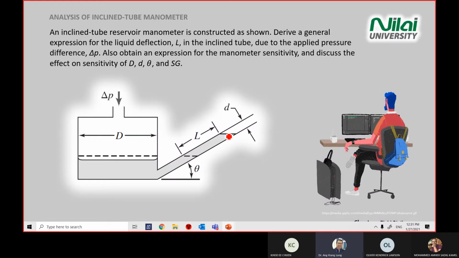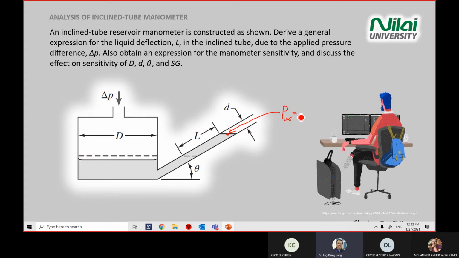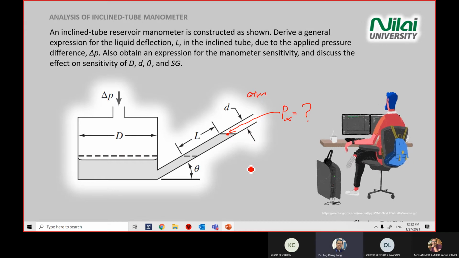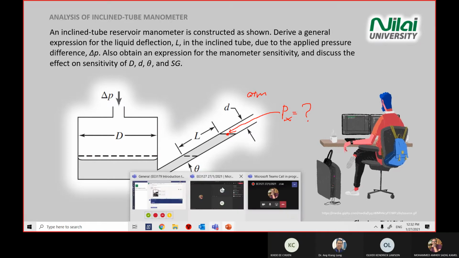Since Ku, you checked in a bit late, I'm going to ask you a question. So Ku, what is the pressure at this point? If this is exposed to atmospheric, what is the pressure at this point? I name it as X maybe. What is the value at this point, if this one is exposed to atmospheric? Ku, what is your answer? Ku, are you there?